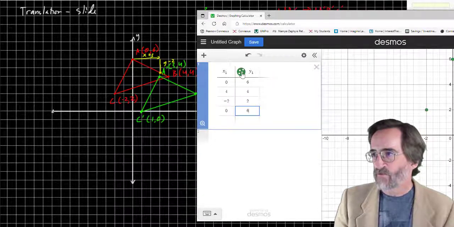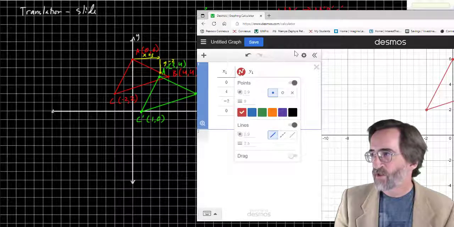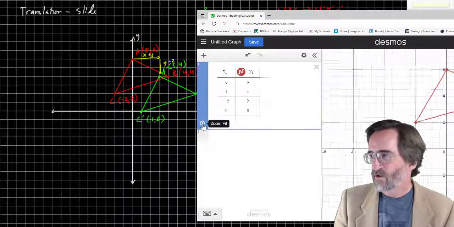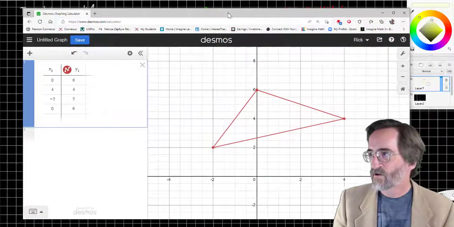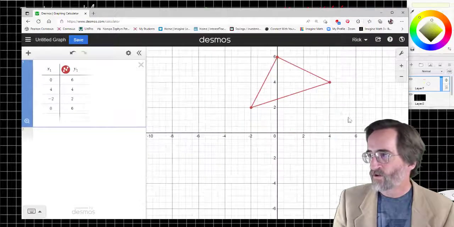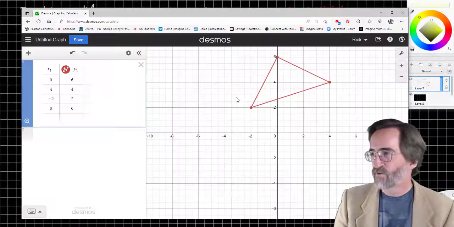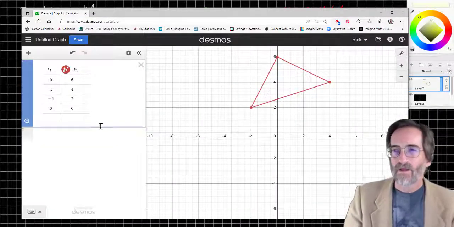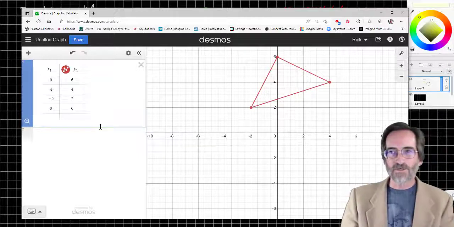And I'm going to make it graph in red like we did. And I'm going to make it draw lines between the points. And I'm going to make a standard graph here. There we go. All right, so there's my triangle.